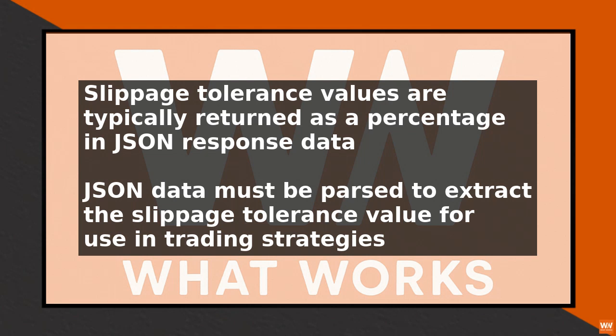Conclusion. Querying Uniswap slippage tolerance via API is a straightforward process that requires understanding the Uniswap API and its endpoints. By following the steps outlined in this guide, you can easily retrieve the slippage tolerance value and optimize your trading strategies to minimize potential losses. Remember to follow best practices and handle errors and exceptions properly to ensure accurate and reliable results.